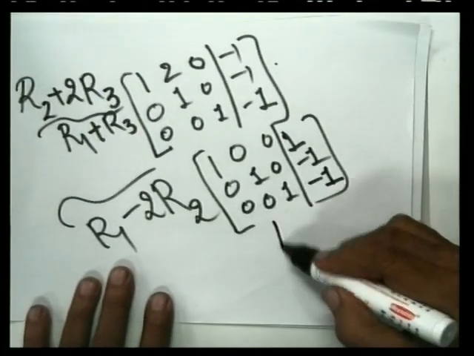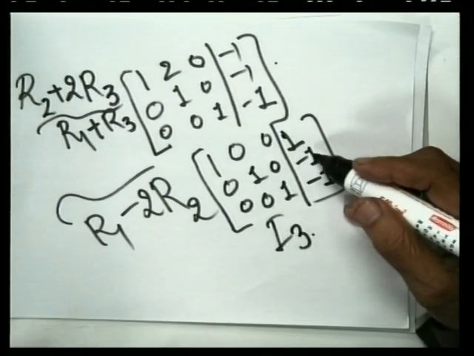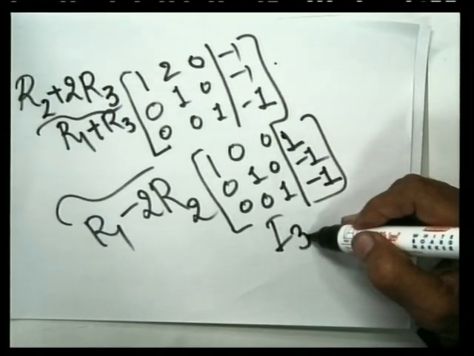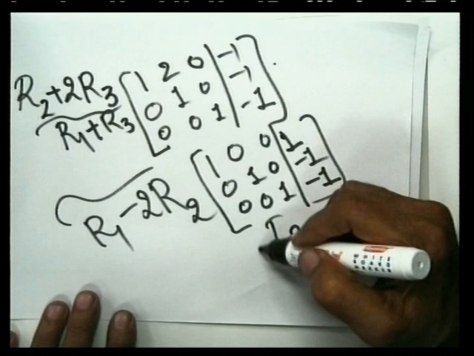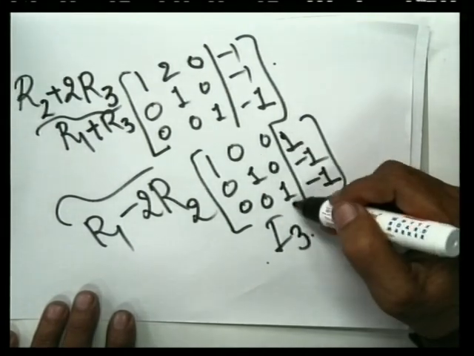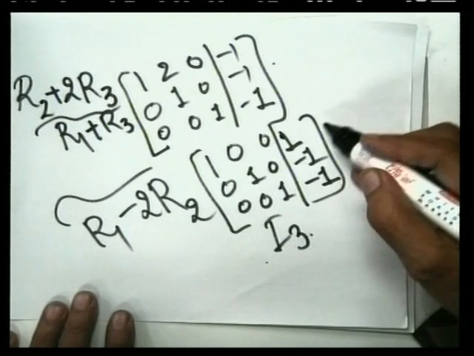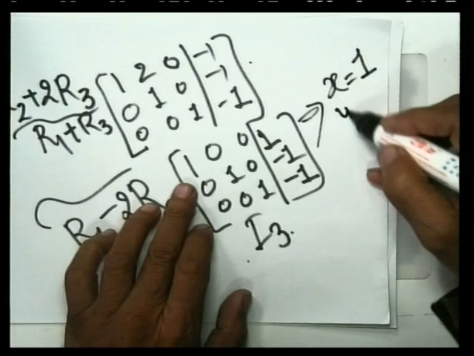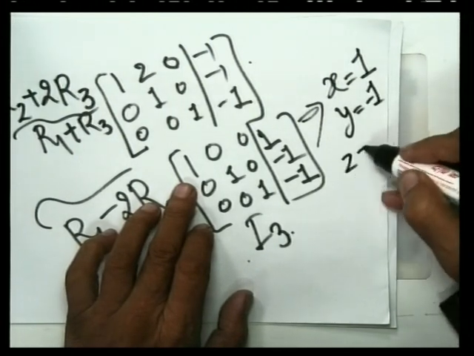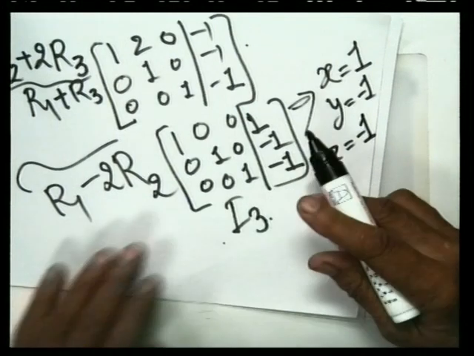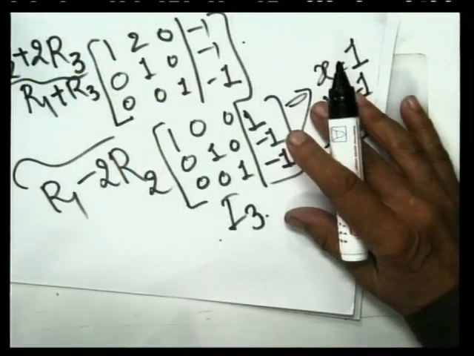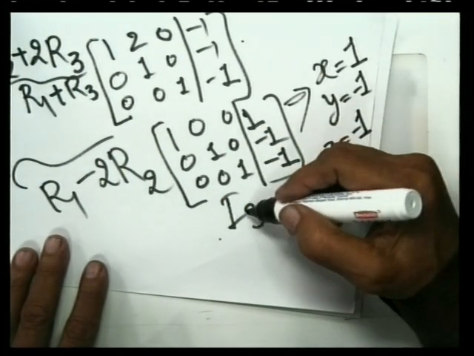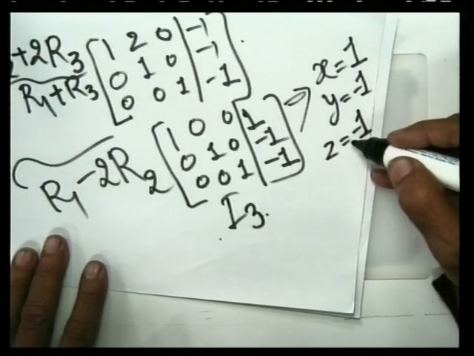Now the given matrix of coefficient reduced to identity matrix, and first column is X column, second column Y column, third is Z column. So directly we got the solution: X equal to 1, Y equal to minus 1, and Z equal to minus 1. And we have seen that if the given matrix by elementary row operation is reduced to identity matrix, you have a unique solutions.